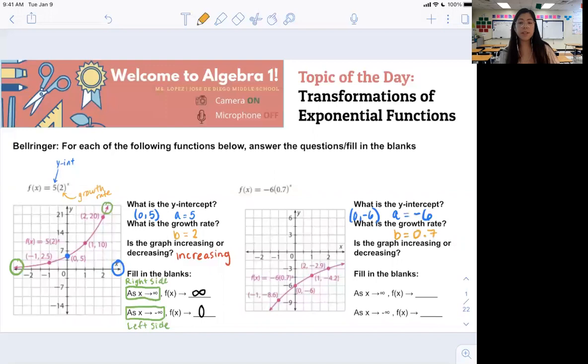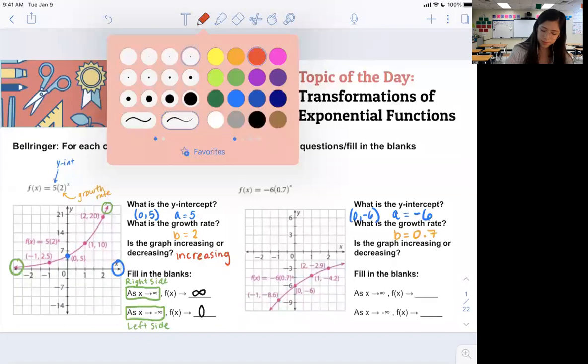Is the graph increasing or decreasing? Decreasing. Oh, careful. This one's trickier. Remember to look from left to right. Start on the left side. If you walk towards the right side, would you be going up or down? Oh, up. Up. So we've got, again, increasing.